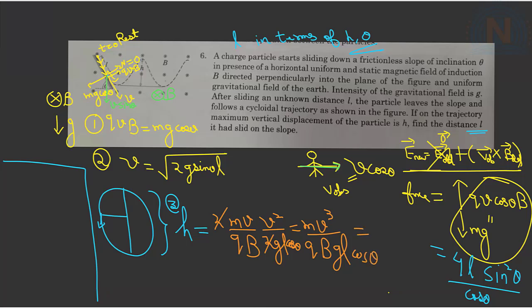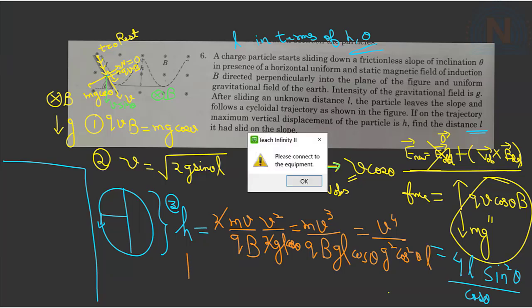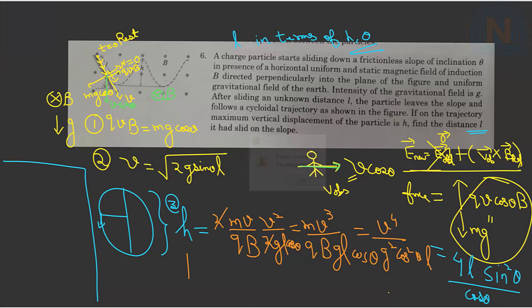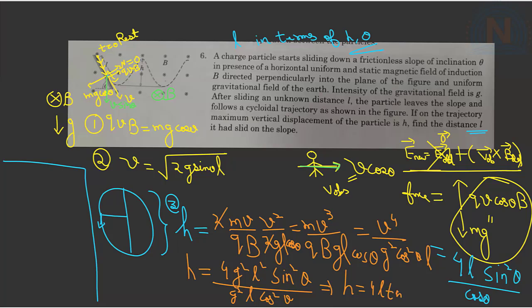This term became v^4 upon g square cos square theta multiplied by L. And when I have written h, it became 4 g square L square sine square theta. Just look into the calculation. And the denominator became g square L cos square theta. Everything cancelled. From here, my h came out as 4L tan square theta.